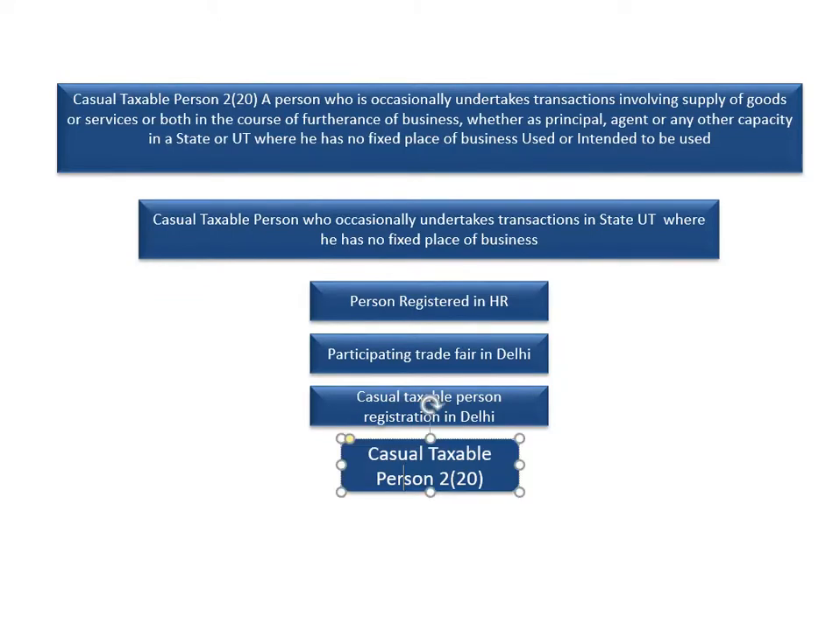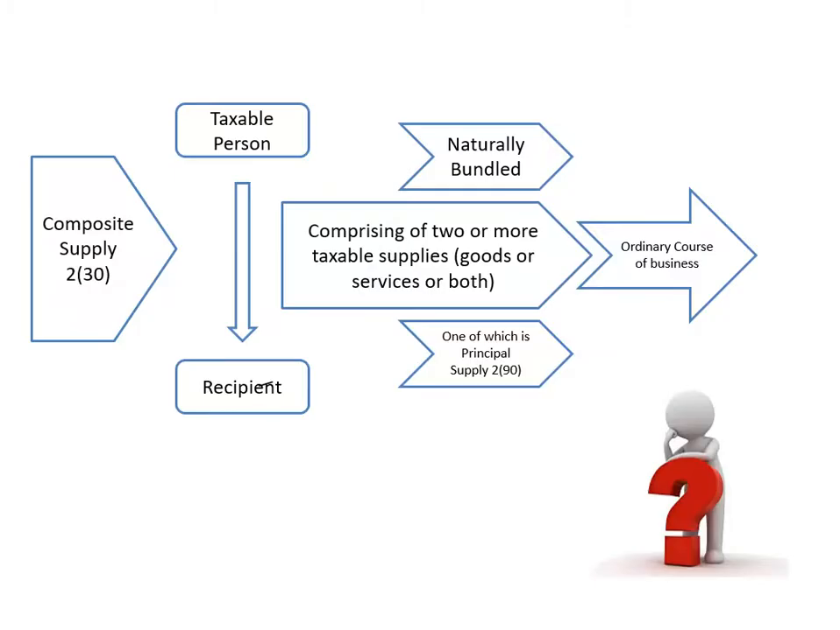Speaking about casual taxable person, it is any person who occasionally undertakes a transaction in a state or union territory where he has no fixed place of business. For example, a person in Haryana participating in a trade fair in Delhi is a casual taxable person, and requires registration in Delhi for the purpose of GST.